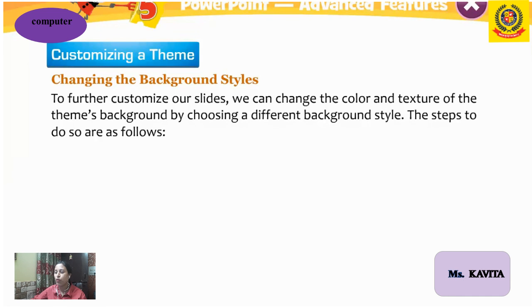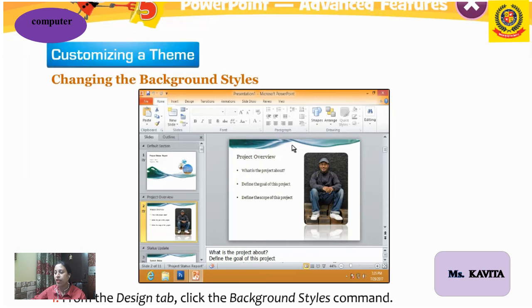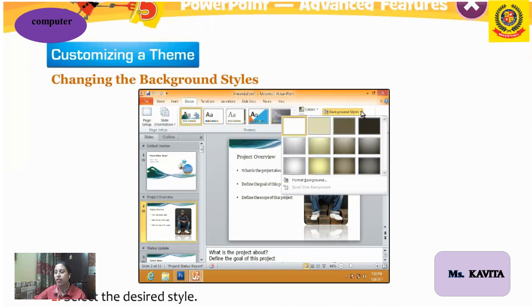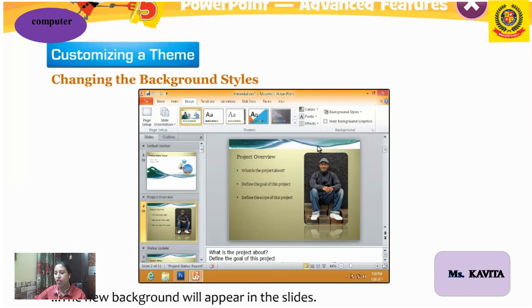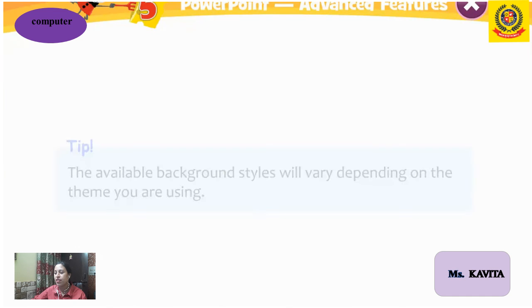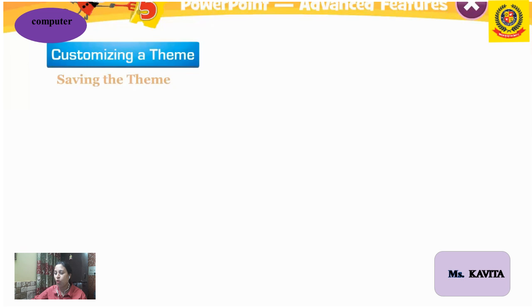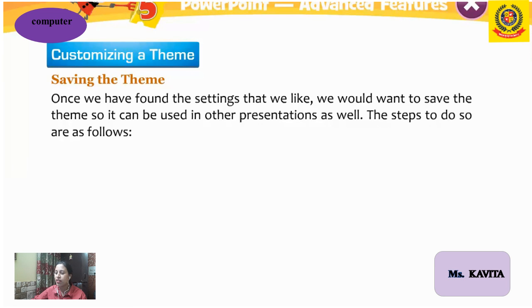Now how to save a theme. Once we have found the settings that we like, we would want to save the theme so it can be used in other presentations as well. The steps to save a theme are as follows. From the design tab, click on the more themes command. A drop down menu will appear. Select the save current theme option. Type a file name for your theme, then click save. The theme will get saved with the given name.